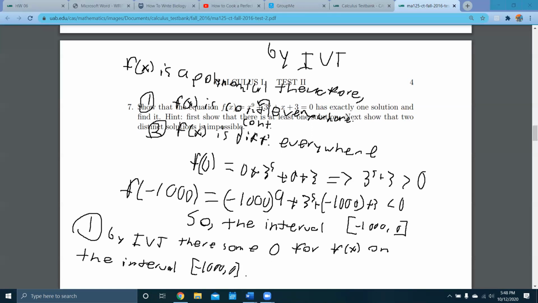Yeah, it's called intermediate value theorem because there's some intermediate value in there, because you have f of 0 is greater than 0, and then f of negative 1000 is less than 0. So somewhere in that giant interval, f of x equals 0.